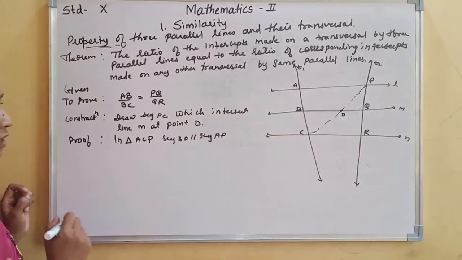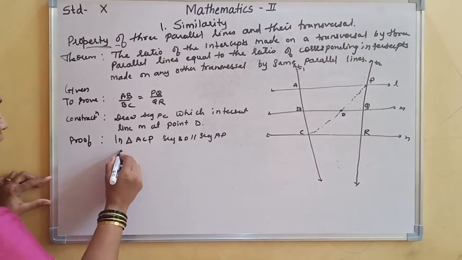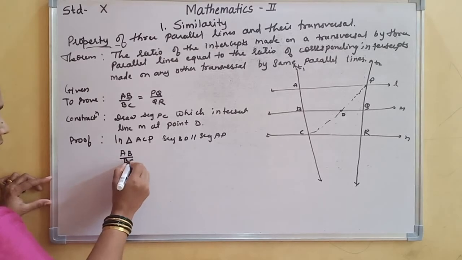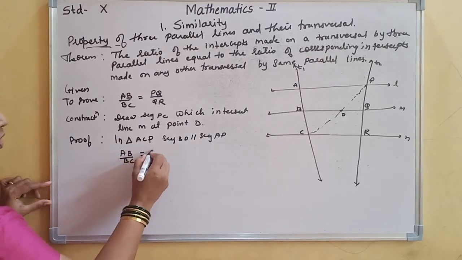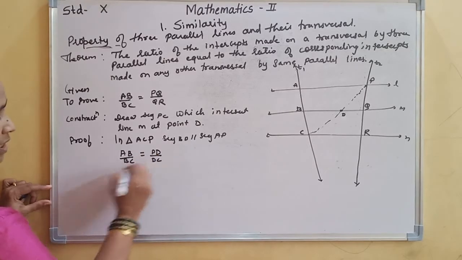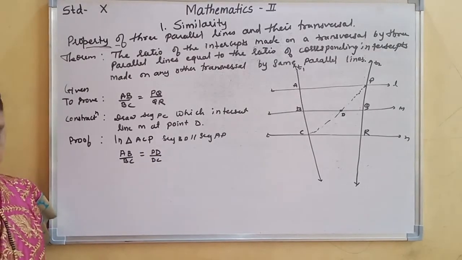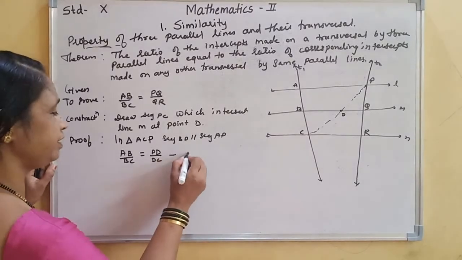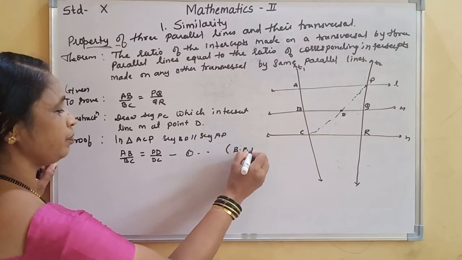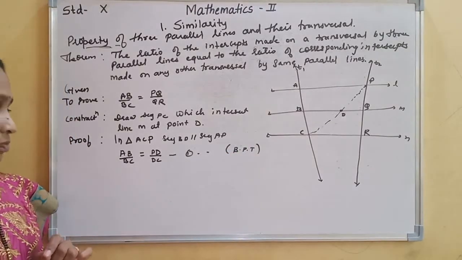Then what can we do? We can take the ratio of AB upon BC, which will be equal to what? PD upon DC. Okay, we'll call this 1. The reason is the basic proportionality theorem.